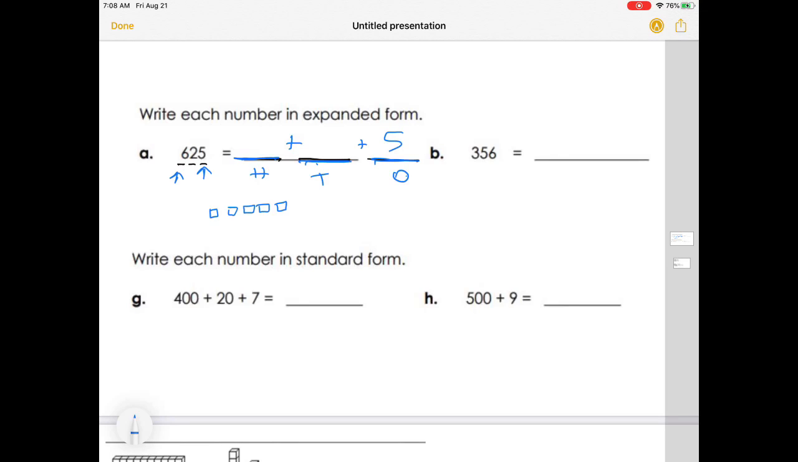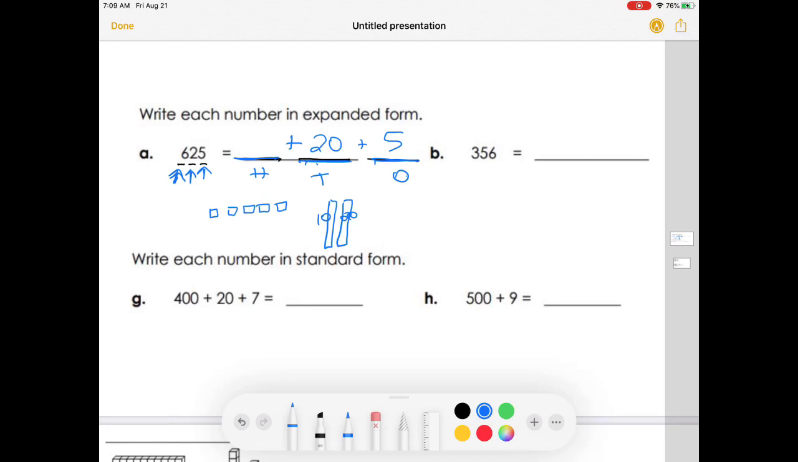5 ones. In my 10 spot, I have 2 tens rods. That means I have 2 of these. And each of them are worth 10, so I have 10, 20. So in my 10 spot, I need to write 20. And in my 100 spot, I have 6. So I have 600 squares.